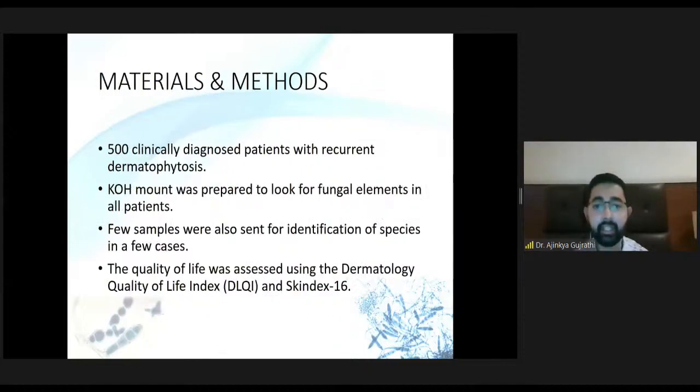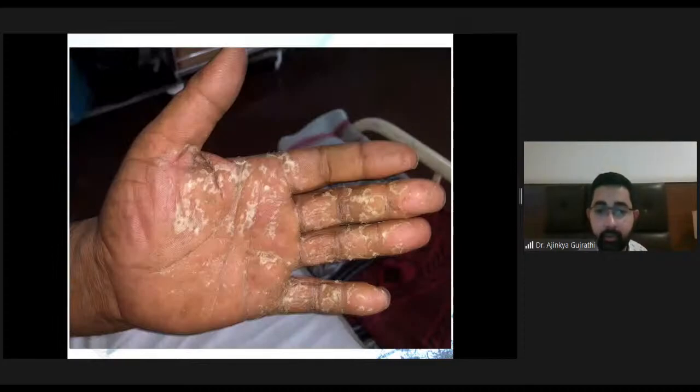So 500 clinically diagnosed patients with recurrent dermatophytosis were assessed. KOH mounts were prepared in all cases, and a few samples were also sent for culture and identification of species. Quality of life was assessed using DLQI and Skindex 16. So this is a clinical photograph of tinea manuum.